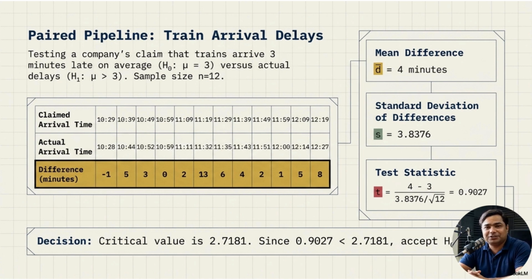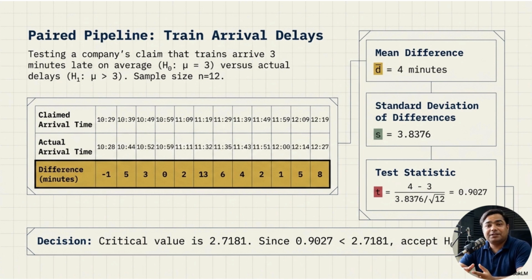Now we calculate the t statistic. Observed mean difference minus claimed mean difference, 4 minus 3, which equals 1. Then we divide by the standard error, 3.8376 divided by the square root of 12. The calculated t value is approximately 0.9027. The critical value shown on the slide is 2.7181. Now compare the two values. 0.9027 is less than 2.7181. So we fail to reject the null hypothesis.